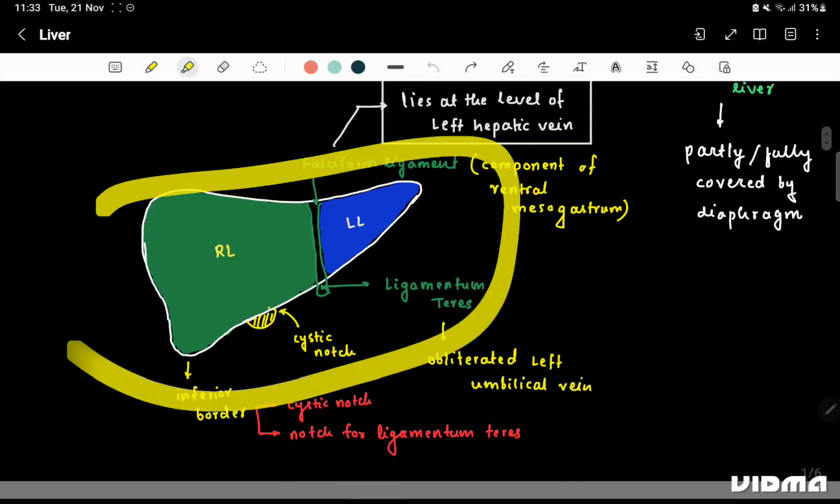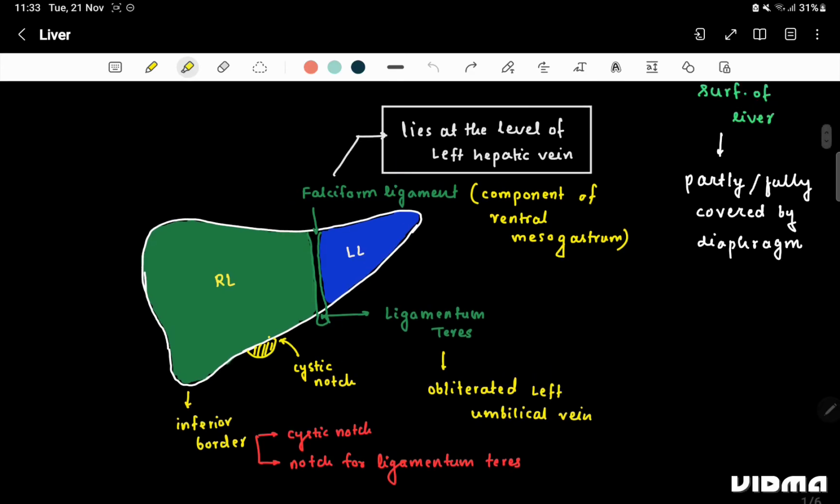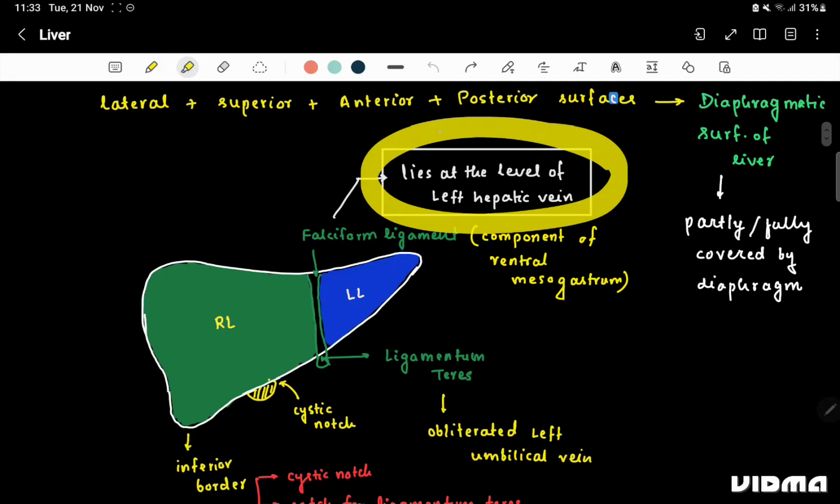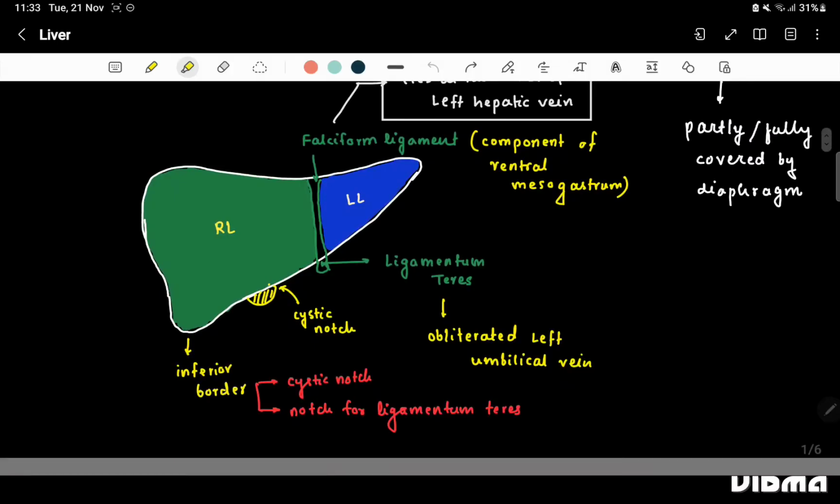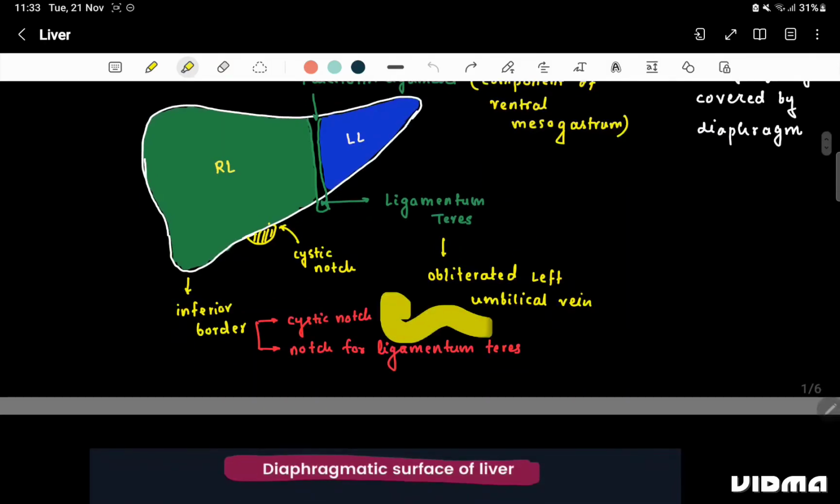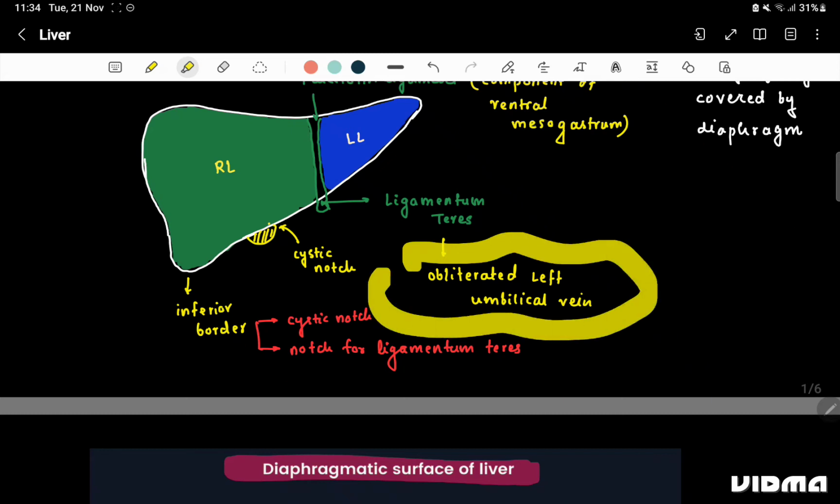Then we have the structure of the liver. Right lobe is there, left lobe is there. We are looking from the anterior view. So we have our falciform ligament, lying at the level of the left hepatic vein, which is a component of your ventral mesogastrium. And this falciform ligament extends inferiorly as the ligamentum teres, which is the obliterated left umbilical vein.